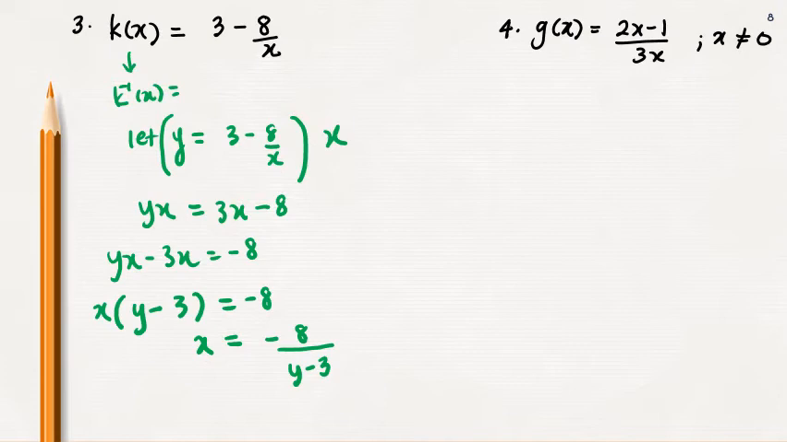Okay. So, now kita kena tengok semula. Tulislah k inverse x. Sebab kita nak function kita x tu tukar y kepada x. Negative 8 over x minus 3. Tara, senang je. Okay, so number 4.